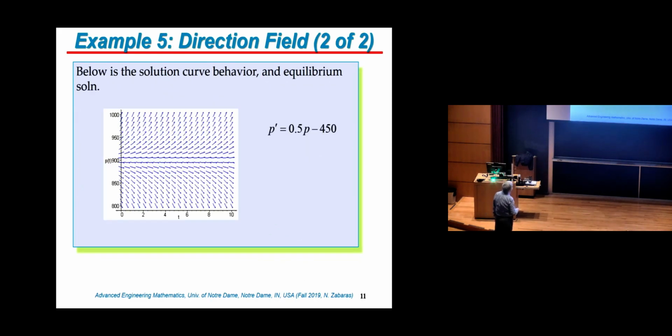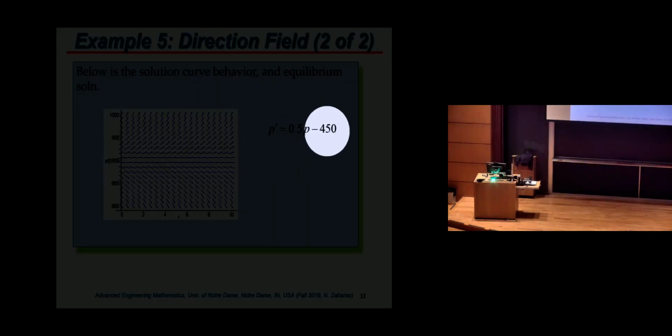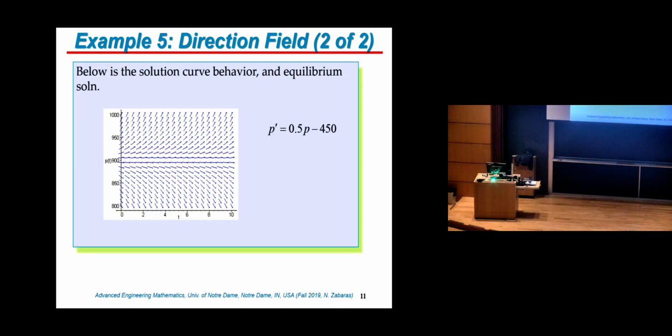Okay, so here is the direction field. So the direction field looks like that. Not very much different from what we did before. So the equilibrium state will be P equal to 900. So this is what you see here. And look and tell me what happens. Let's say my initial population of the mice at time 0 is 880. What is going to happen to the population of the mice?